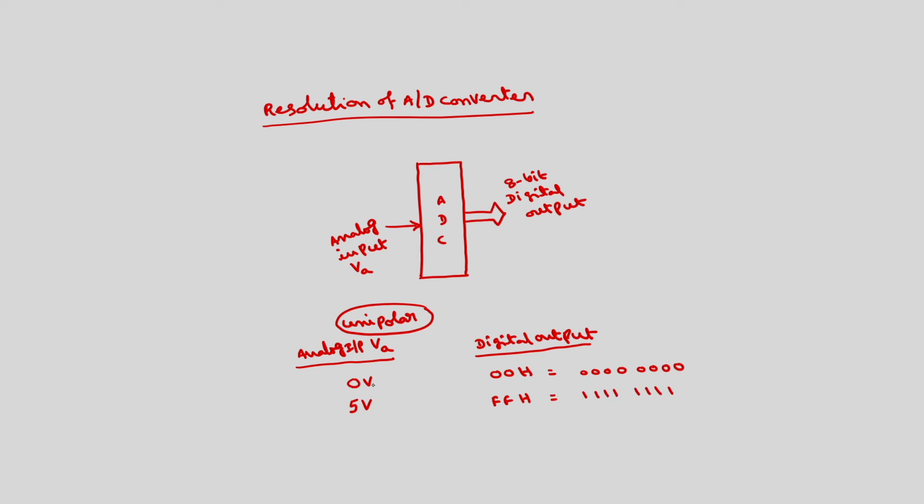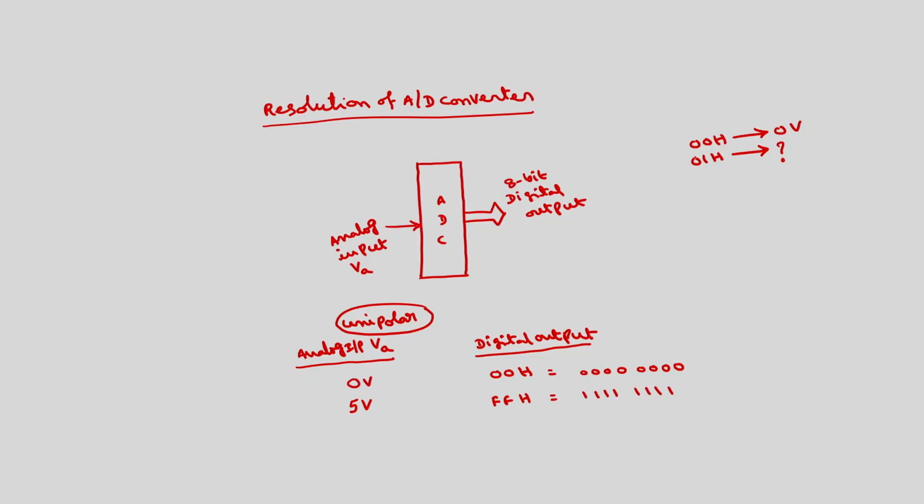Now, to get 00H we require 0 volts. To get 01H, what is the voltage required? 00H is applied for 0 volts. So what is the voltage required to get 01H? The minimum change in the voltage required to change the digital output is what is called resolution. Okay, so how to compute this?